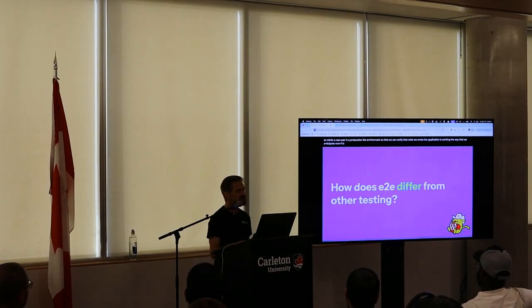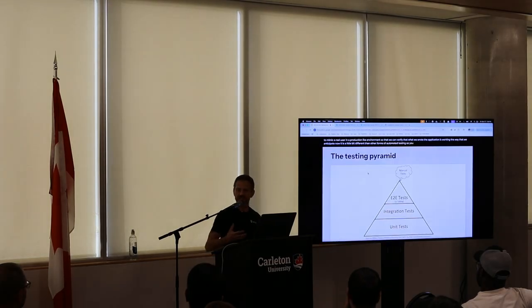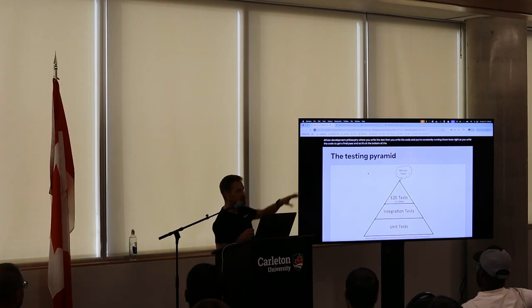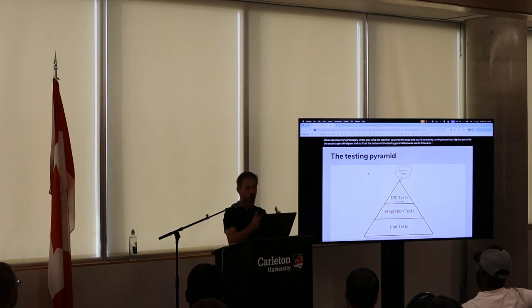Now, it is a little bit different than other forms of automated testing. So you've probably done some unit testing if you follow a test-driven development philosophy where you write the test, then you write the code, and you're constantly running those tests, right, as you write the code to get a final pass. And so it's at the bottom of the testing pyramid because we do those locally, we do those all the time, right? We do those as we develop.